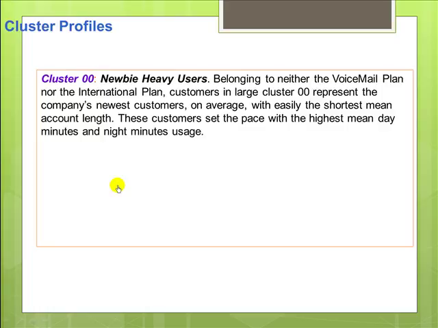Belonging to neither the voicemail plan nor the international plan, customers in large cluster 0, 0 represent the company's newest customers, on average, with easily the shortest mean account length. These customers set the pace with the highest mean day minutes and night minutes usage. Okay, so we can characterize that we have groups, and one of these groups is like newbie heavy users. So you might not have known that there would be newbie heavy users. You might have known, of course, that there would be newbies, because of course they're new people. There's a group of people that you could characterize as being new customers, but you wouldn't necessarily know that there are newbie heavy users. But this SOM map or this Kohonen network found that out for us.